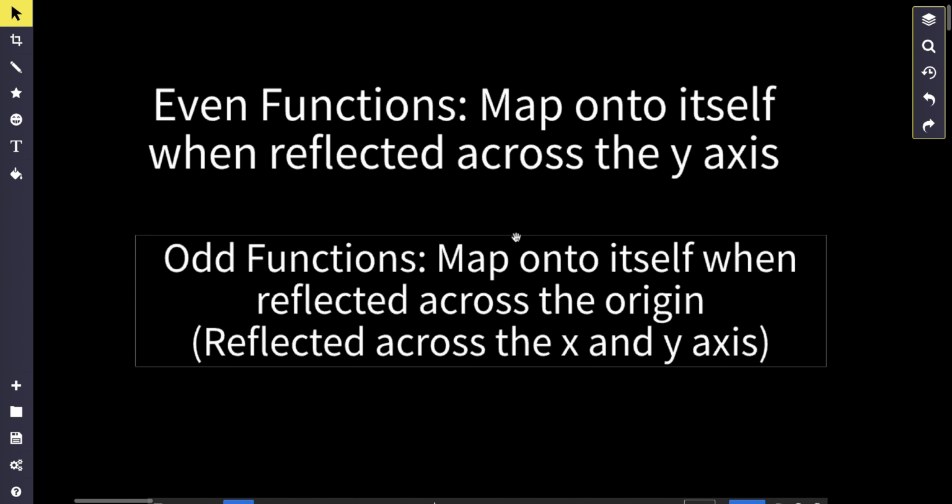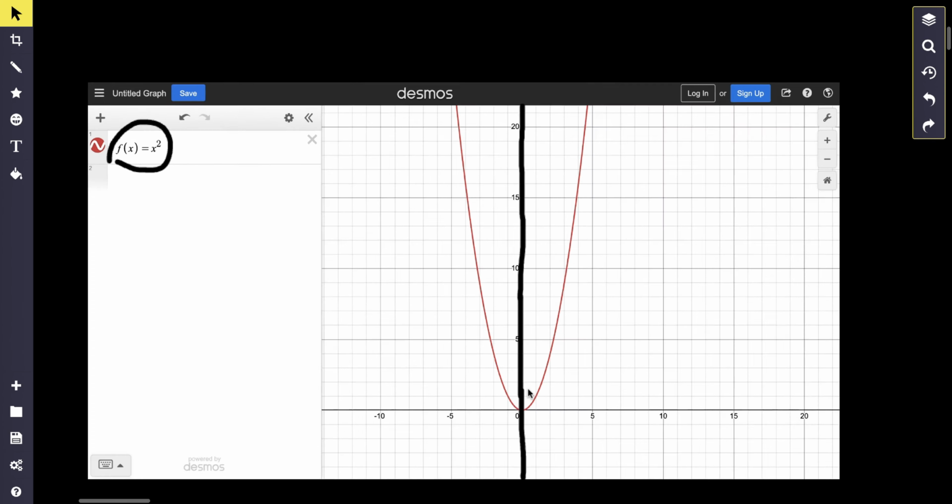Let's talk about even and odd functions. Even functions map onto itself when reflected across the y-axis, while odd functions map onto itself when reflected across the origin. Basically, when a function is reflected across the x and y-axis, it maps onto itself. Let's take a look at some examples.